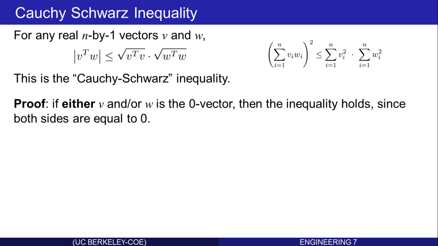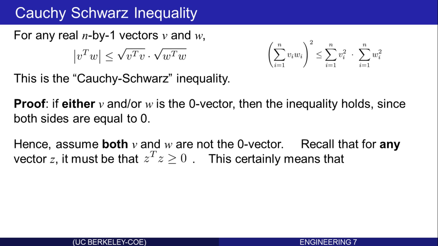So let's do the proof. Well, if either v and or w is the 0 vector, in other words, all elements equal to 0, then the inequality holds since both sides of the expression are equal to 0. v transpose w would be 0 because either all the v's or all the w's are 0. And then on the right-hand side, one of those two square-rooted terms would be 0 as well. So that clearly is true if either of the vectors are the 0 vector. So for now, let's assume that both of them are not the 0 vector.